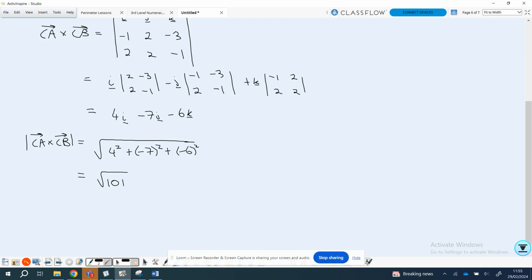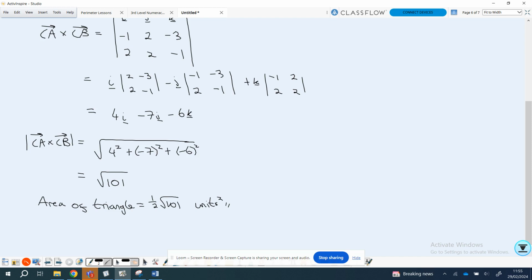Okay, so therefore, that's the area of the parallelogram. Area of a triangle means that we halve our answer, so it's a half of the square root of 101. Okay, and because it's area, we can then write units squared to finish that off. Okay, so that's using the cross product, the vector product, I should say, to answer a more contextualised question.